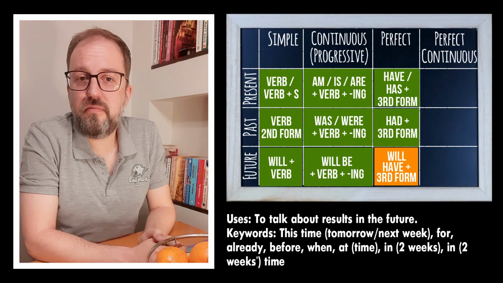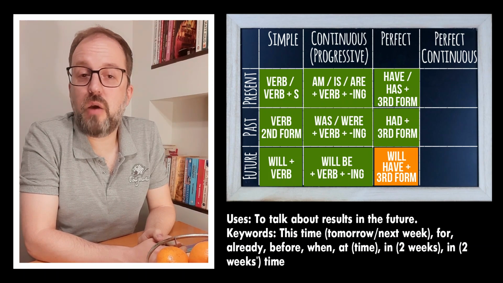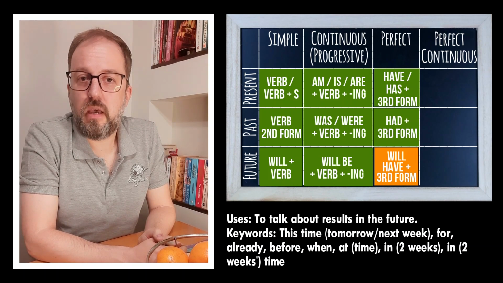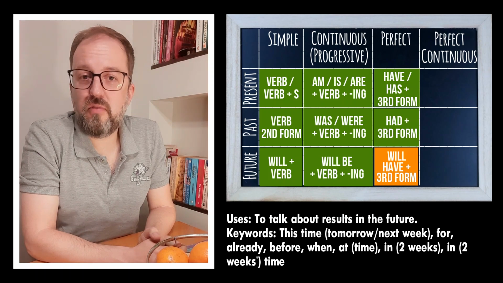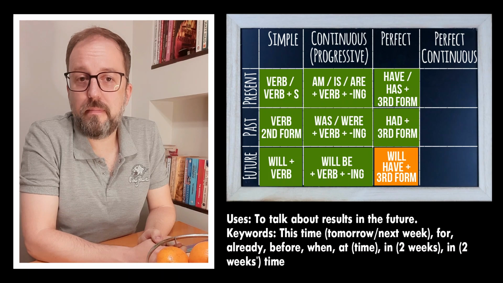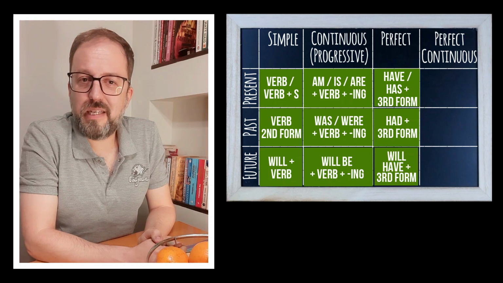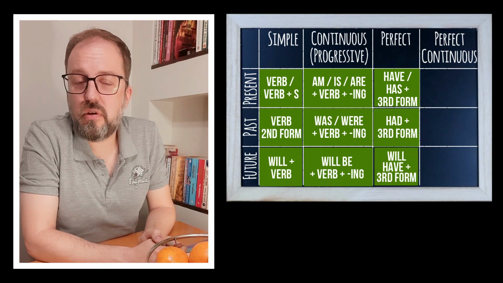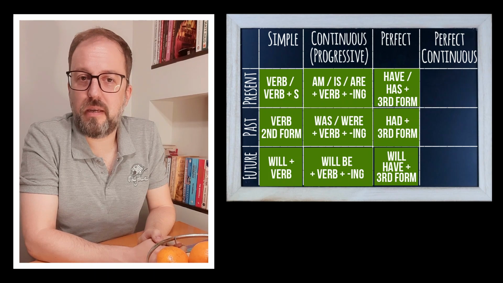To make it negative, use won't. For example, don't come at 7 o'clock, I won't have finished my homework. And to ask questions, use will, such as, okay, if I come over at 8, will you have finished it by then? Now we come to perfect continuous tenses. They focus on time spent doing something.